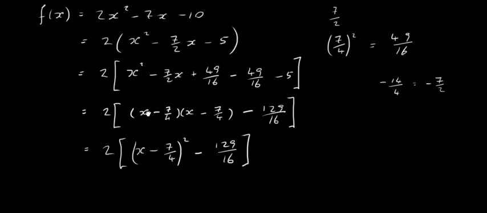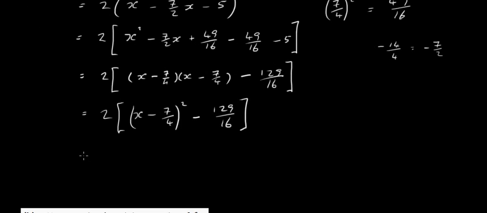Okay, so we're almost there. Last step is just to multiply out the 2 here. So I'll end up with 2 times x minus 7 over 4 squared, and out here I'll end up with this 129 over 8 when I multiply by 2. And that's really it. This is the a times (x plus h) squared plus k. So my a here is 2, the h here is minus 7 over 4, and the k part here is minus 129 over 8. And they're all elements of Q, they're all rational numbers. Okay, so that's the first part.